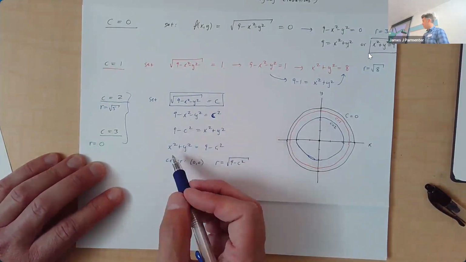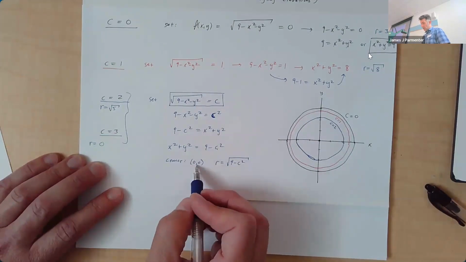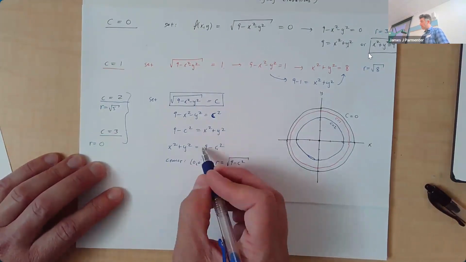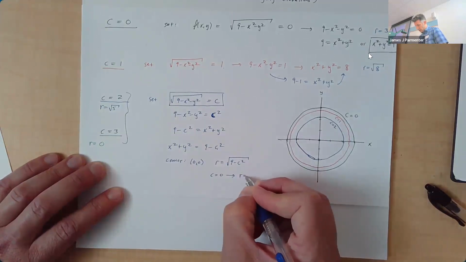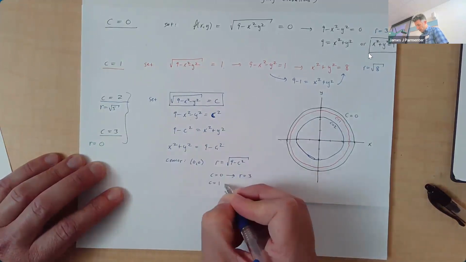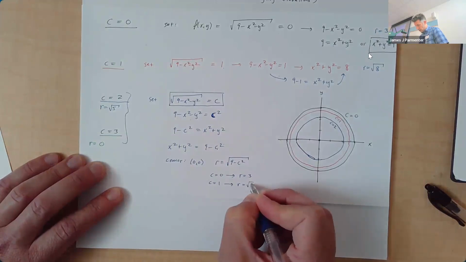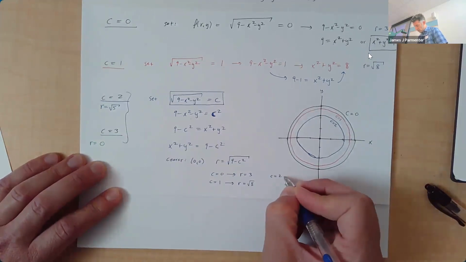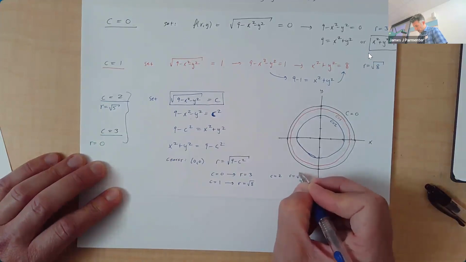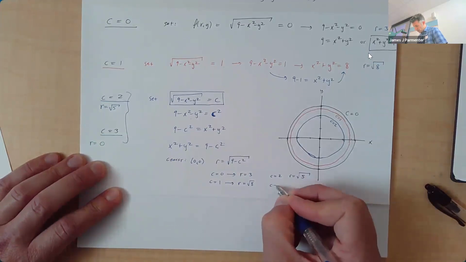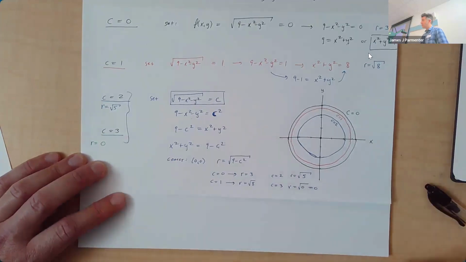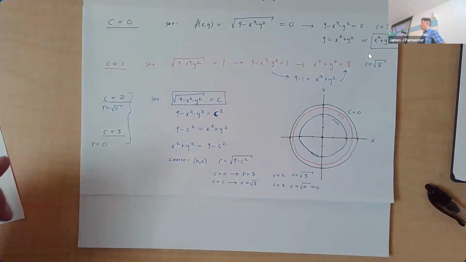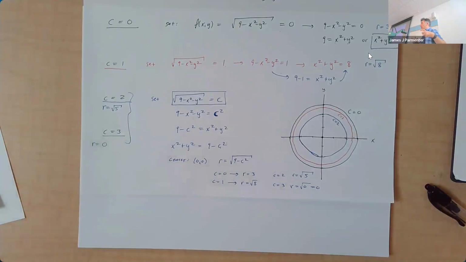I know that's the circle again, centered at the origin, and my radius is just the square root of this. So when c equals 0, my radius is 3. When c equals 1, my radius is the square root of 8. When c equals 2, my radius is the square root of 9 minus 4. And when c equals 3, my radius is the square root of 9 minus 9, which is 0. So as I go higher and higher, my circles have smaller and smaller radii.